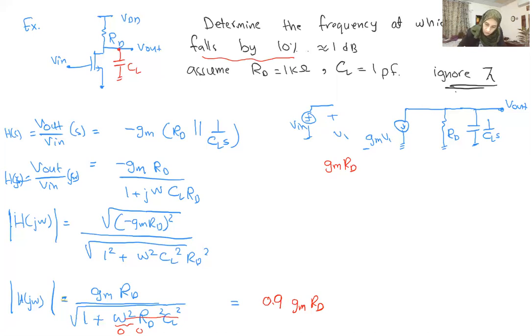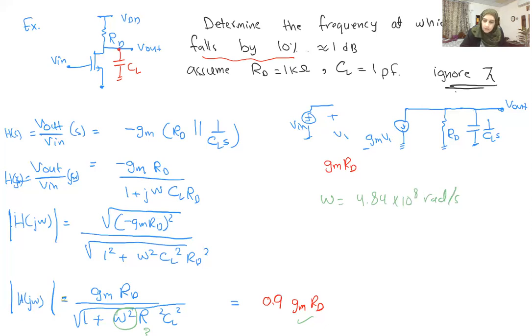So what value of omega makes this relation correct? So we need to solve for this omega, and you can substitute the values and find that omega is going to become equal to 4.84 times 10 to the power 8 radian per second.